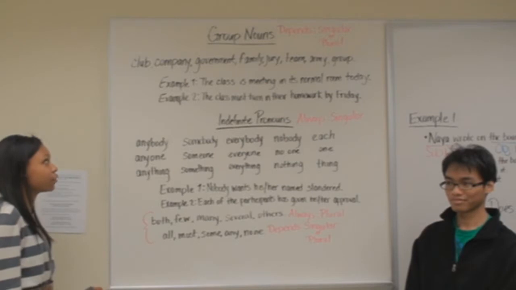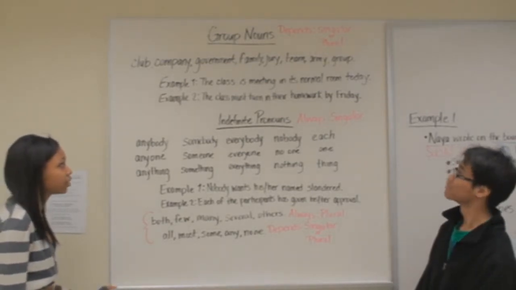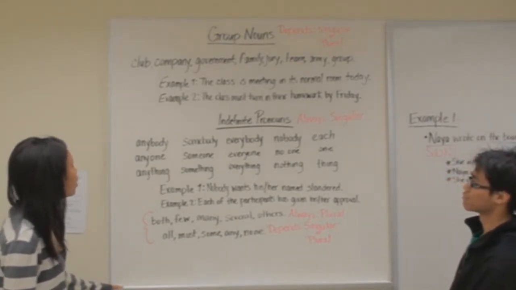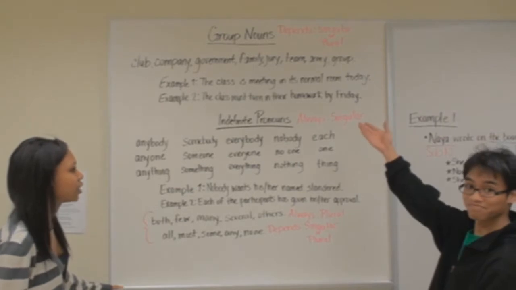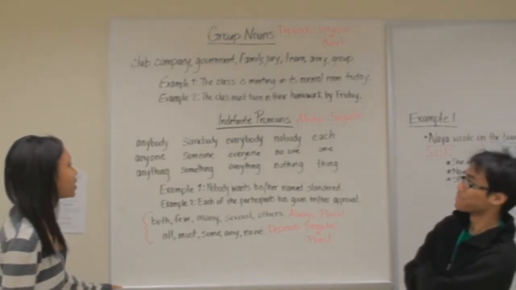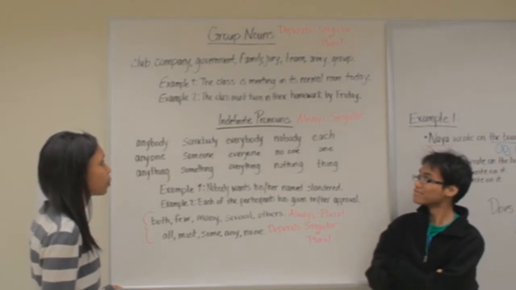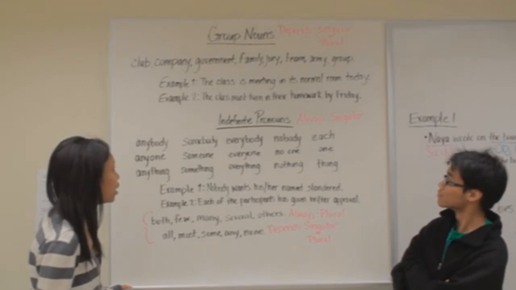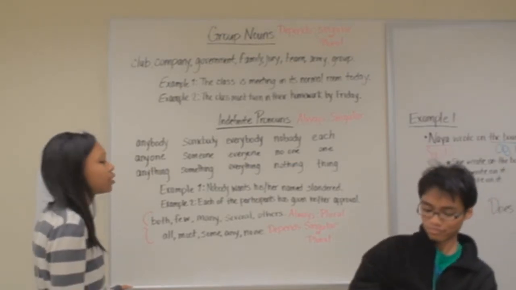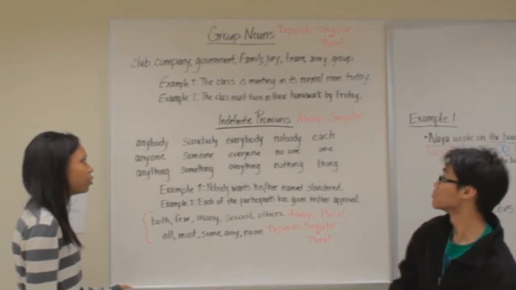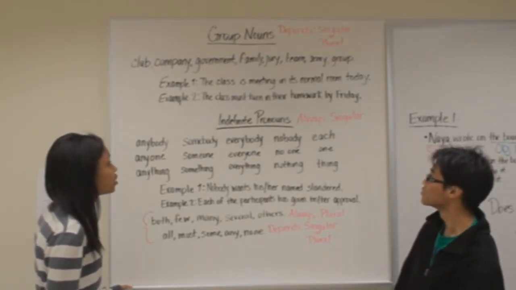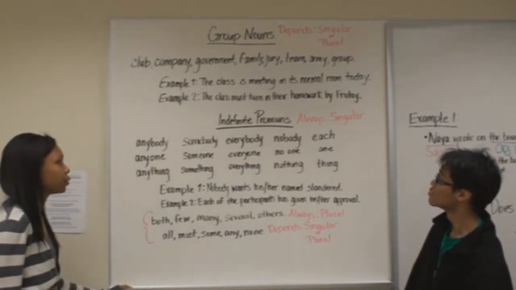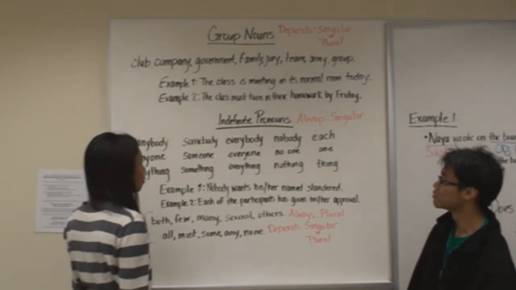Okay, last but not least, we're going to go over group pronouns. Group pronouns can be singular or plural depending on the situation. Common group pronouns that we hear are club, company, government, jury, team, army, or group. Example 1. The class is meeting in its normal room today. So class would be the group, and its would be a singular pronoun because we're referring to class as a whole. Example 2. The class must turn in their homework by Friday. In this case, we're referring to every individual in the classroom. So we would use their, which is a plural pronoun.